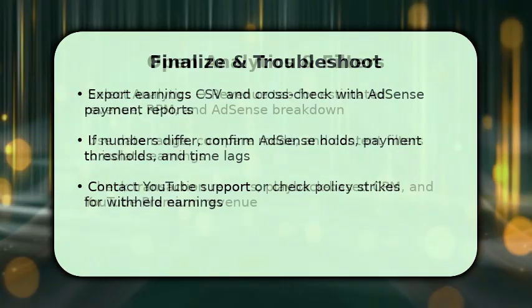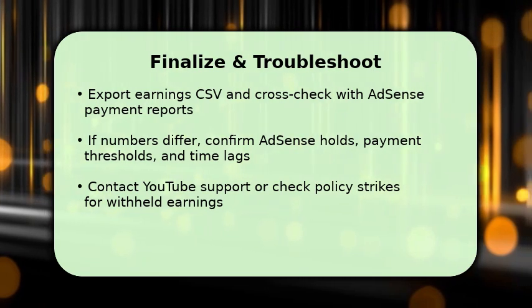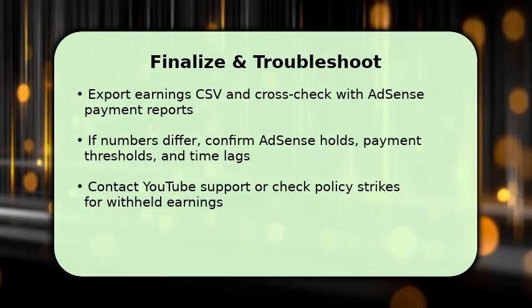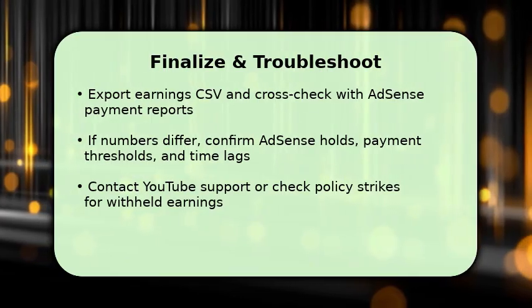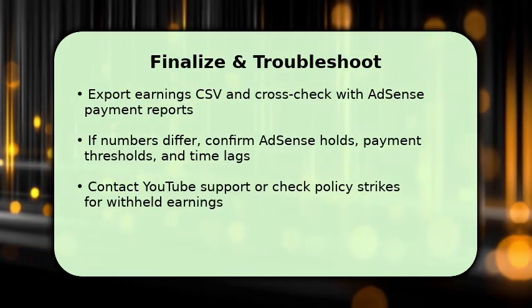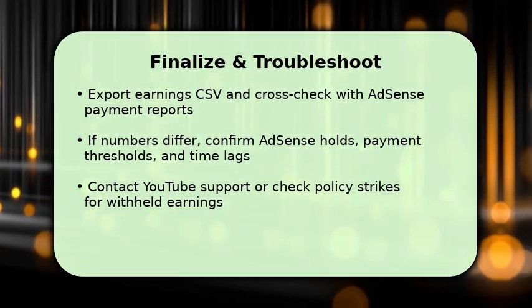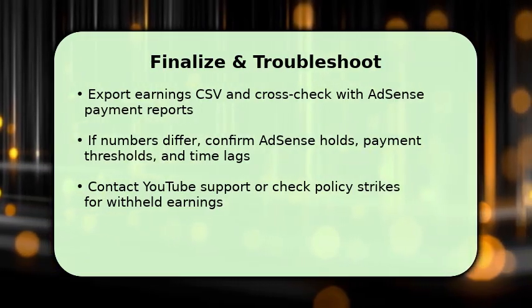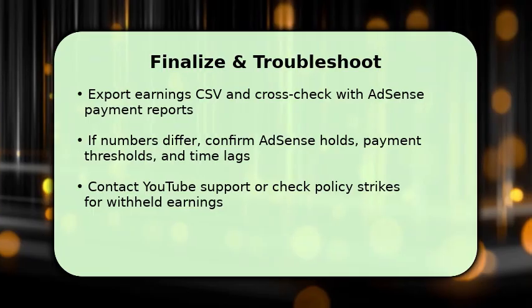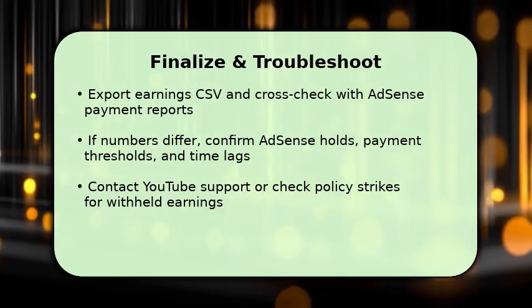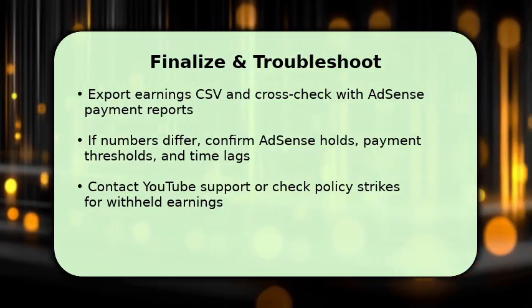To finalize, export the revenue report and compare it with your AdSense payments. Discrepancies often come from payment thresholds, holds, or processing delays. Make sure your AdSense account details are current so payments aren't blocked. If revenue seems missing, check for policy strikes or copyright claims that can reduce or hold earnings.